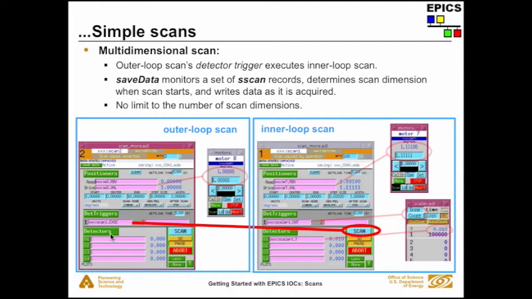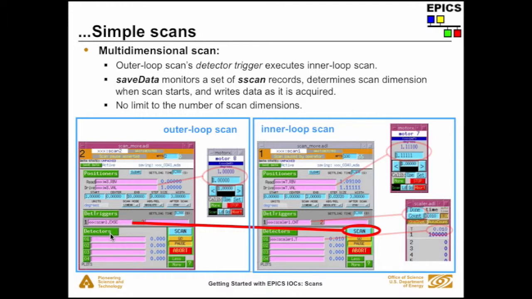So saveData is the thing that knows that this is a multidimensional scan. It's going to be monitoring both of those scan records. It's going to look at the detector triggers of each scan record, and if it notices that one of those is writing to another scan record, then it assumes that this is at least a two-dimensional scan. It assumes those scans are involved in the same multidimensional scan, and it will write a multidimensional data set.